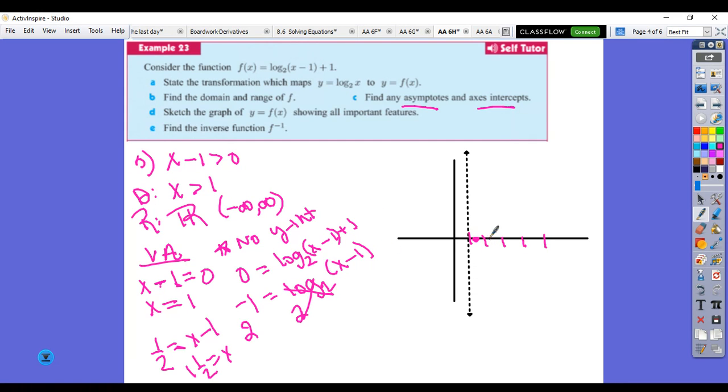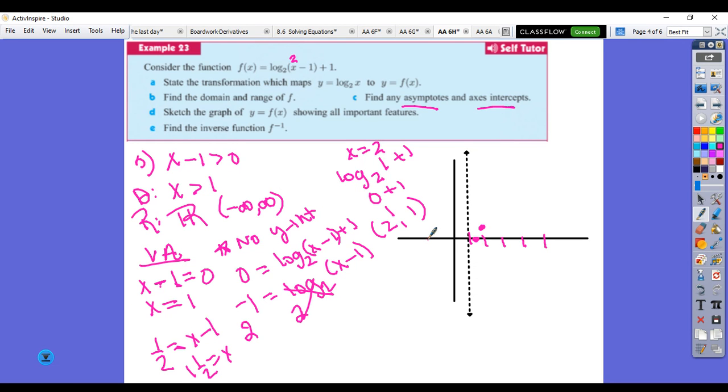Then let's just pick some values. All right. What happens if we plug in 2, see that next one over, for x? If I plug 2 in for x, I get log base 2 of 2 minus 1, which is 1. What's log of 1? Always 0. Plus 1 is 1. So that gives me a coordinate point of (2, 1).